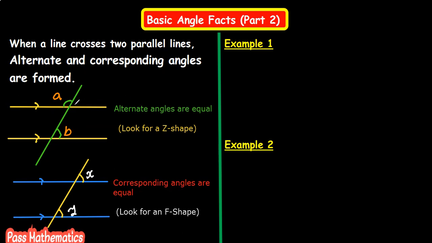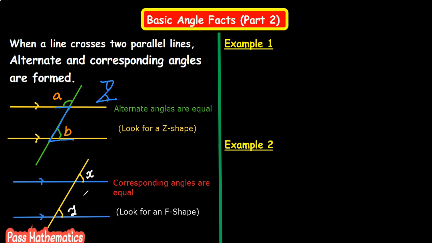What you need to look for to be able to identify this is a Z shape. Look at it like this. This is your Z shape, you can see. So you need to look for this. So whenever you see a Z shape like this, you should know that these are alternate angles and they are always equal. Let's look at the second one, which is corresponding angles.